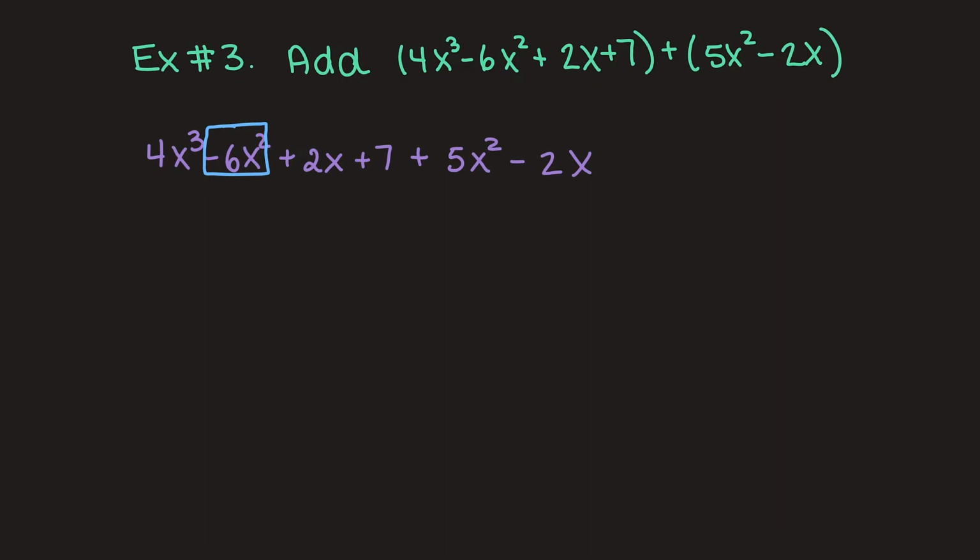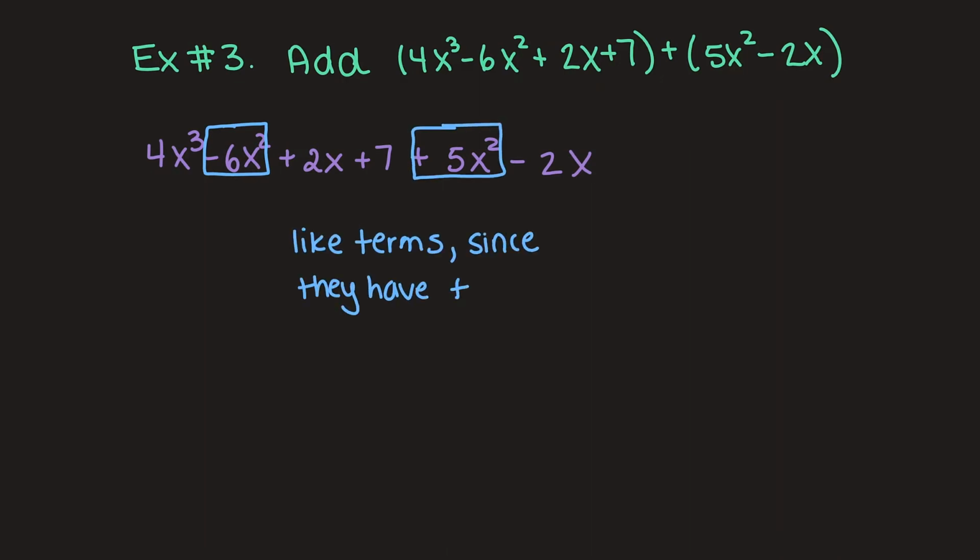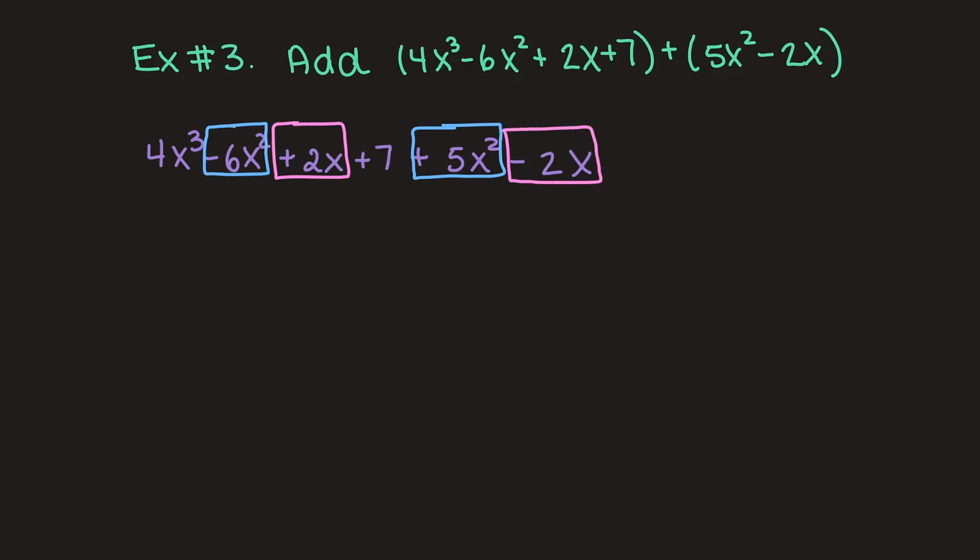Negative 6x squared and 5x squared are like terms, since they have the same variable raised to the same power. And 2x and negative 2x are also like terms. So we have 4x cubed minus 1x squared after combining. And then the 2x and the negative 2x actually cancel out, plus 7, which can also be written as 4x cubed minus x squared plus 7.